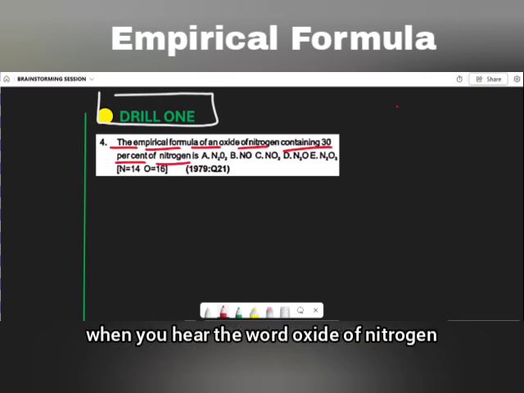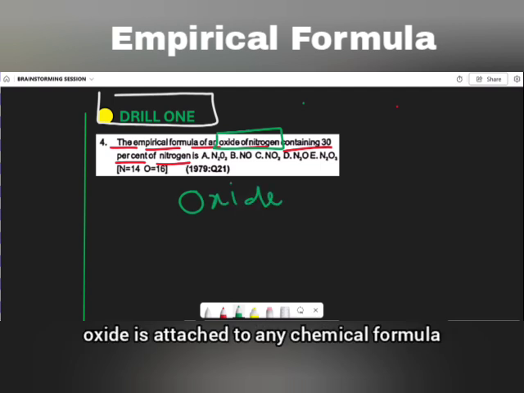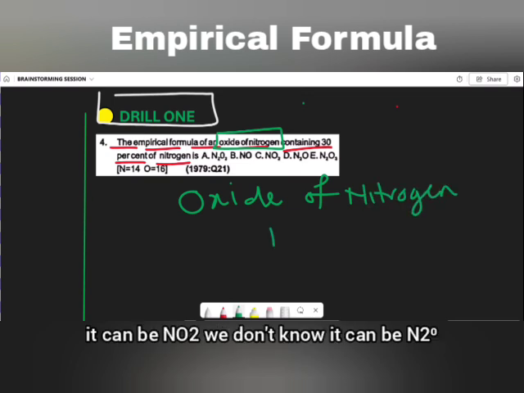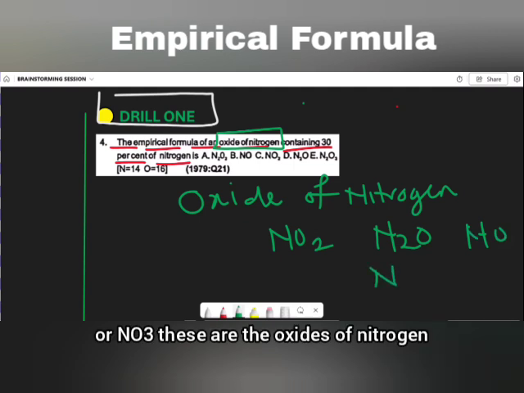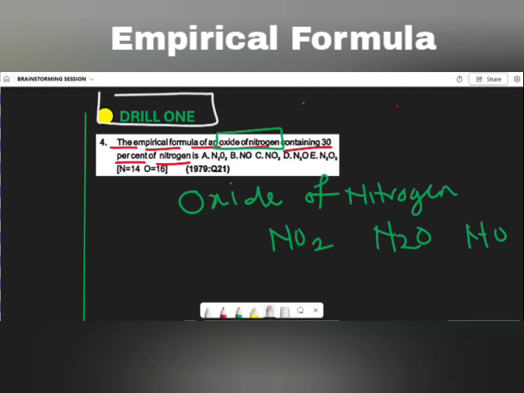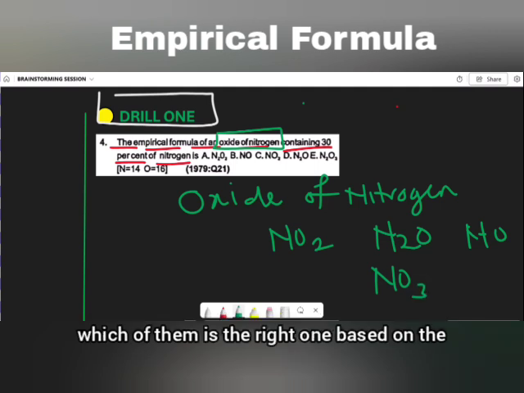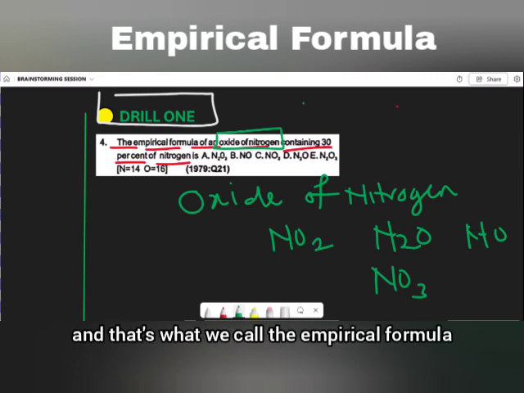Now, when they use the words oxide of nitrogen, what do they mean? Anytime oxide is attached to any chemical formula, it always refers to oxygen. For instance, it can be NO2, we don't know. It can be N2O, or NO, or NO3. These are the oxides of nitrogen. So we want to look at which of them is the right one based on the percentage given to us. And that's what we call the empirical formula. So let's solve it.